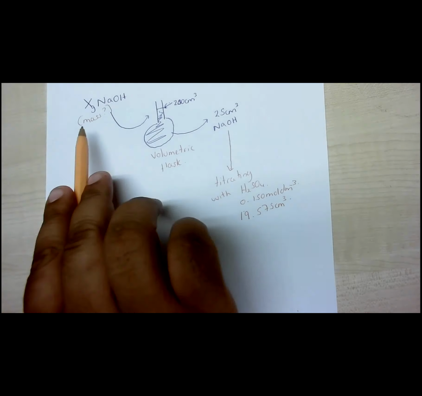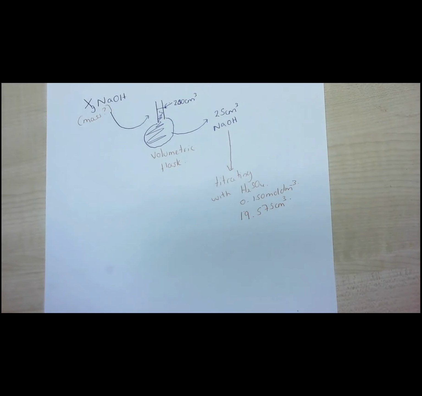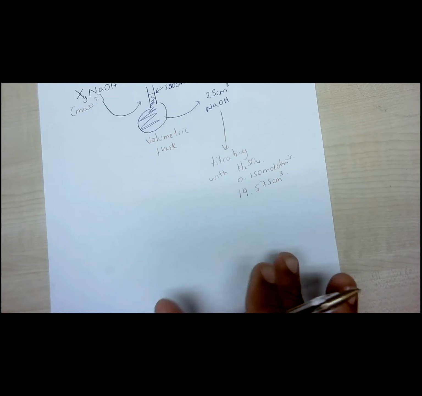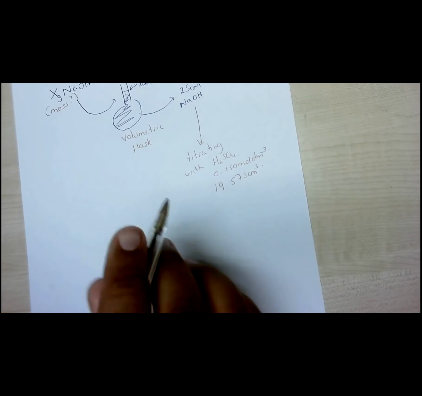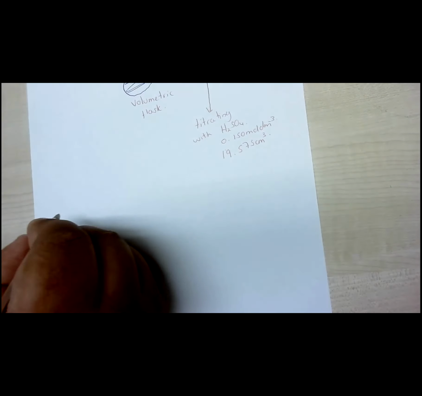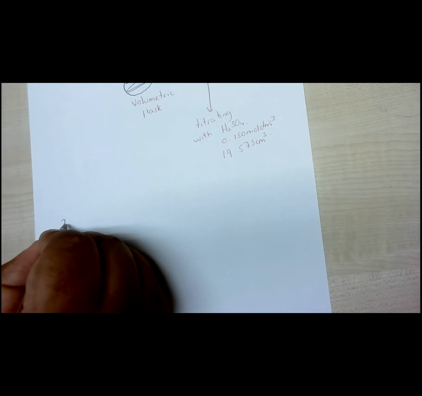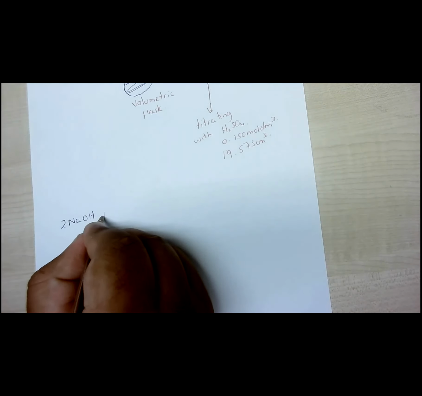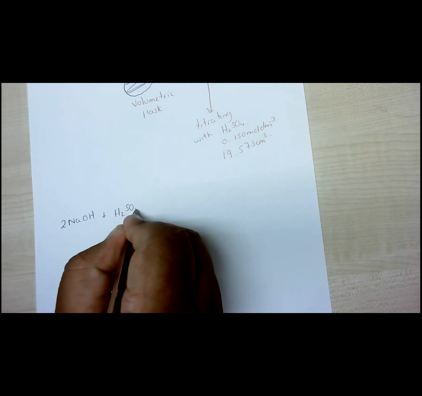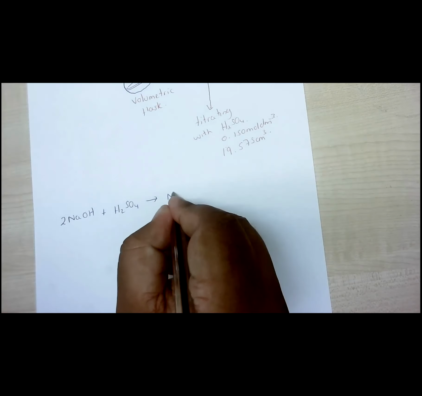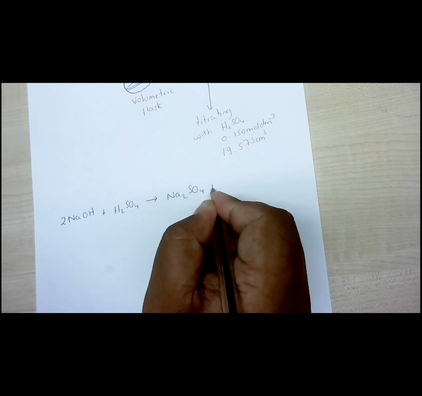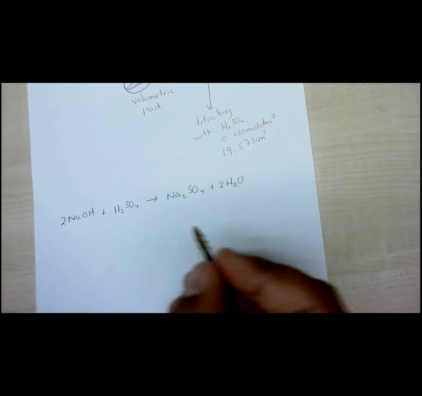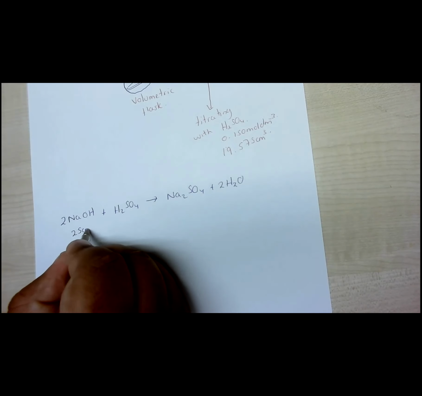And again, remember the question, we need to work out X, which is the mass. We've been given a reaction, an equation to work from. The equation is 2 moles of sodium hydroxide plus the sulfuric acid, and that's going to give you your sodium sulfate, Na2SO4, plus 2 moles of H2O, and that was given inside the question. And we also know we have 25 centimeters cubed of that.